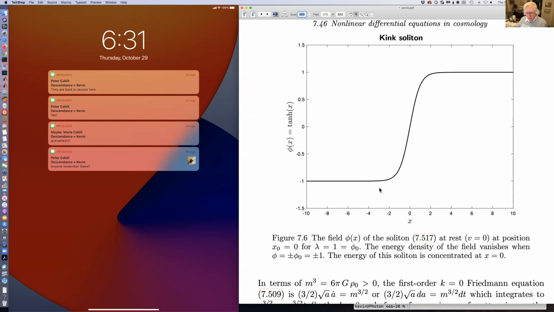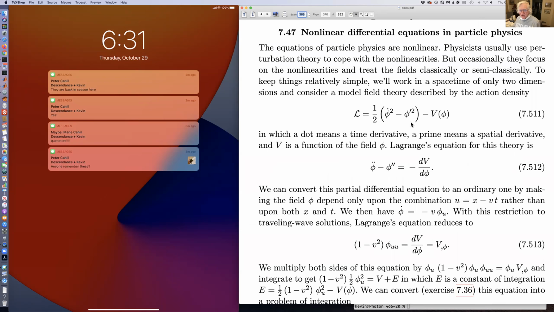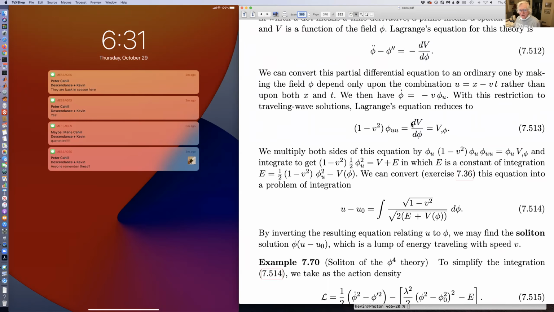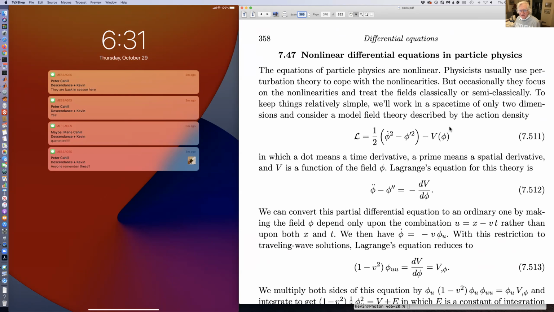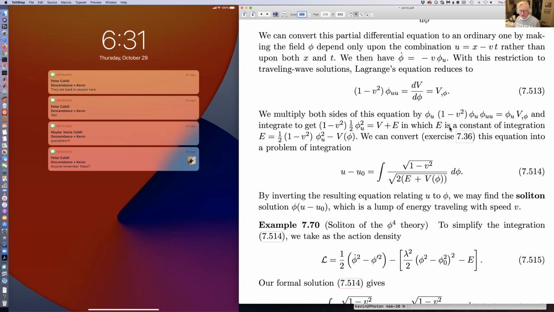In other words, it has a kink at 0, and so it's sometimes called the kink or the kink soliton. And notice the potential energy is, let's see, what is V? Did I write V down? My goodness, I didn't write V.